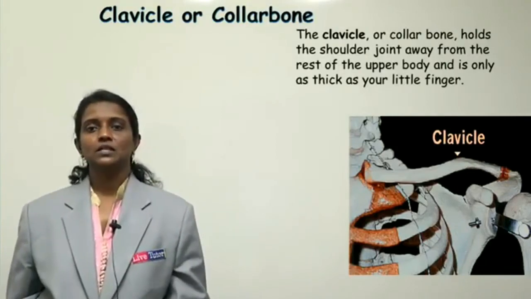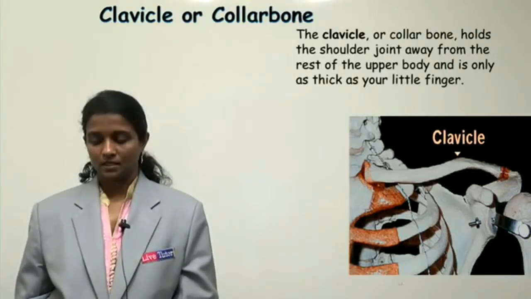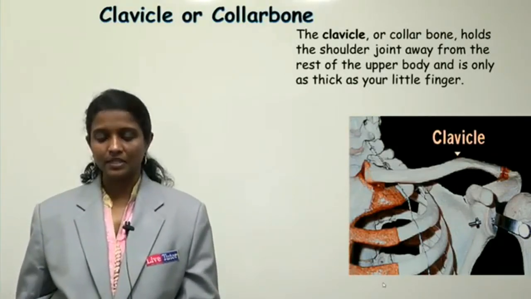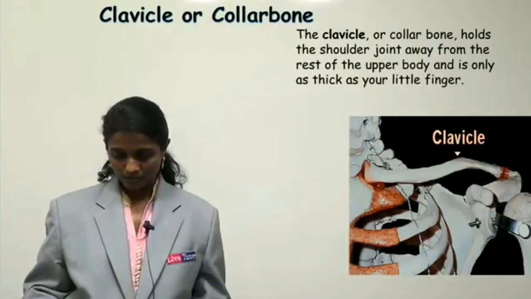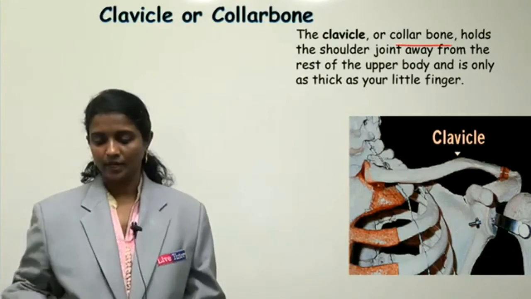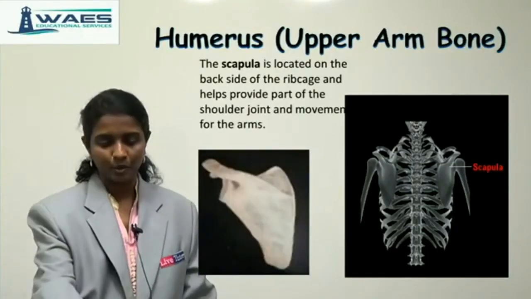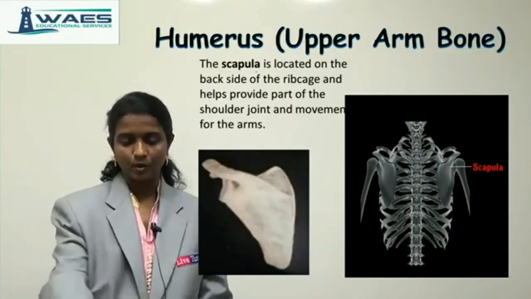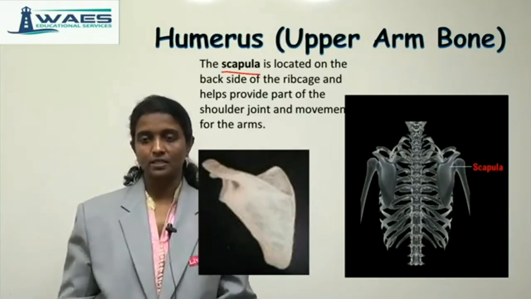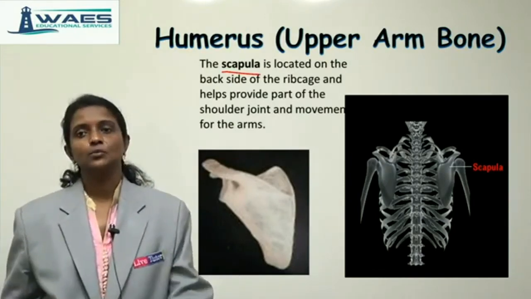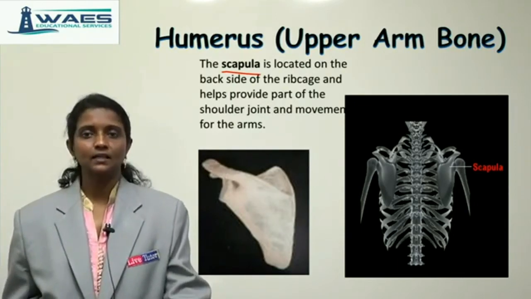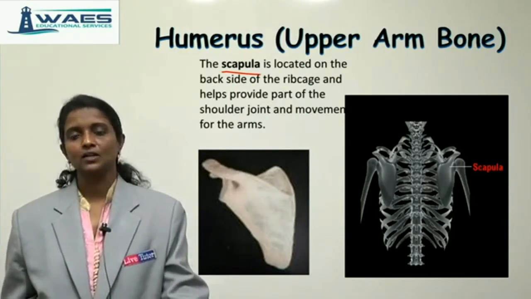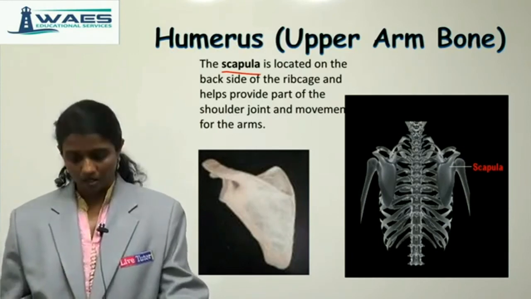The appendicular skeleton forelimb has the clavicle and scapula. Clavicle is the collarbone, as you see here. Then we also have the scapula. You can see that is the shoulder blade as seen in the picture, where the scapula is highlighted. It is a triangular bone which articulates with the collarbone.